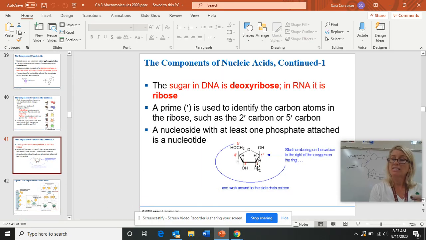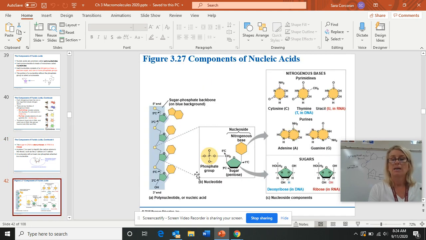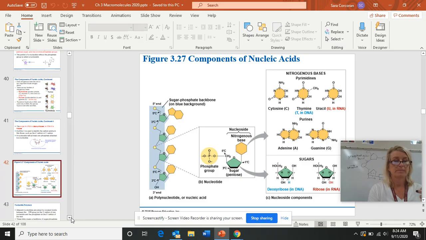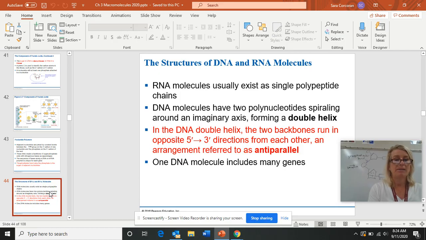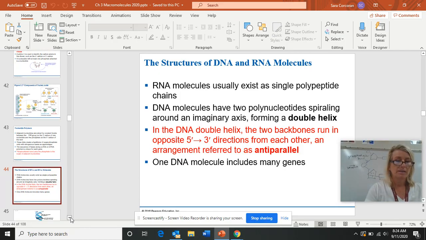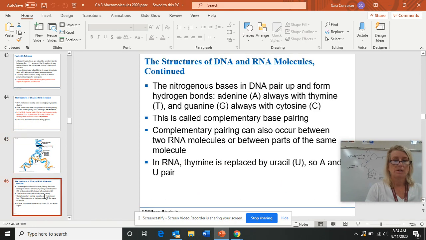All righty. I kind of talked about this numbering. You don't really need to know that just yet. You will need to know it later on, but you need to know the sugar is deoxyribose, and then it's ribose in RNA. Again, with the diagram, the purines have two rings, pyrimidines have one, and you can see that the outside of the molecule is phosphate sugar, phosphate sugar, phosphate sugar, phosphate sugar, all bonded by the phosphodiester bonds. And there's your phosphodiester bond right there. They're anti-parallel. They run opposite of each other. We'll talk about that later.